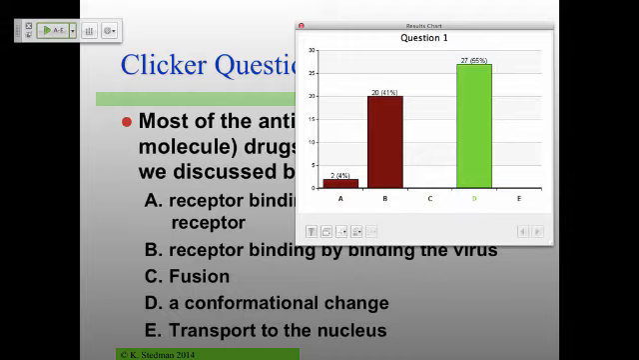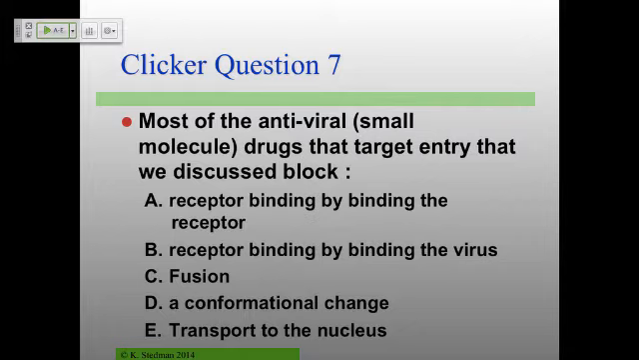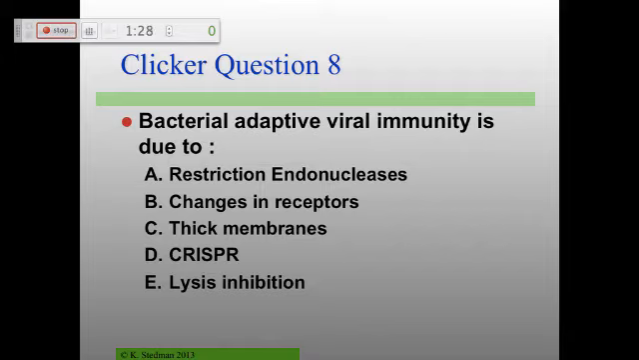So let's close this one and move to our next question, which is, bacterial adaptive viral immunity is due to restriction endonucleases, changes in receptors, thick membranes, CRISPR, or lysis inhibition. And CRISPR is clustered, regularly interspaced palindromic repeats. And again, feel free to talk about this stuff.